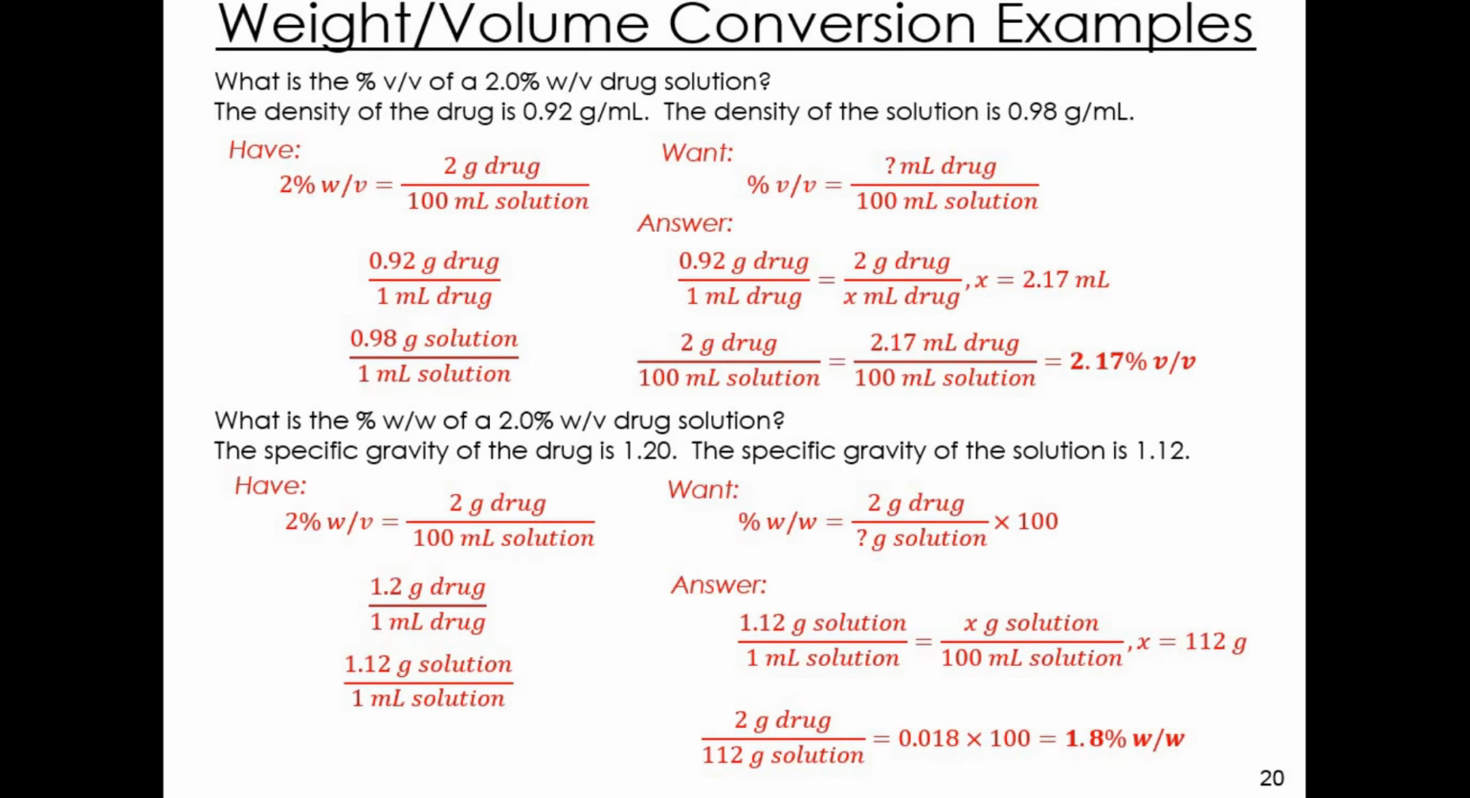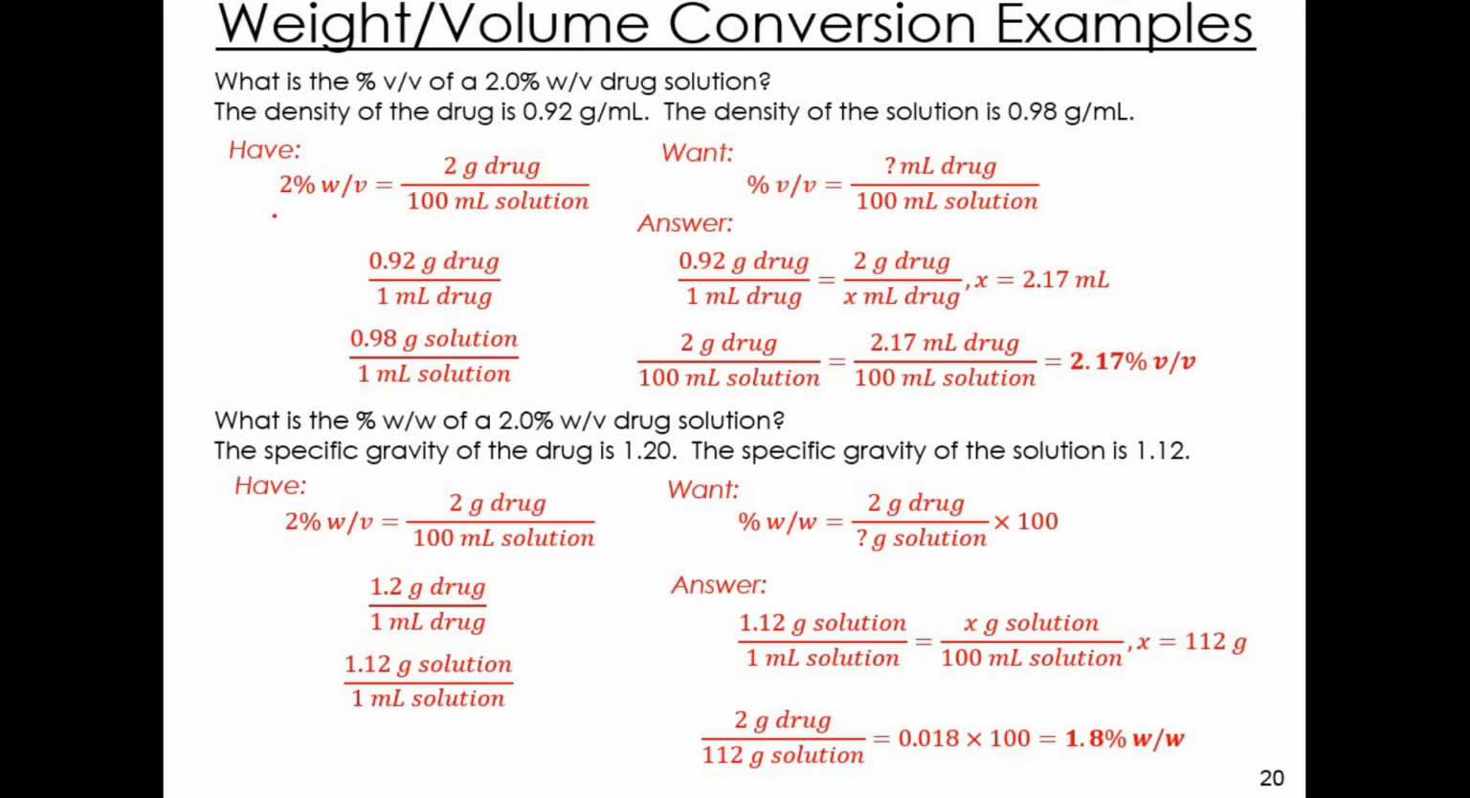In these two example problems, we're going to make changes to the units that make up the percentage strength. The principle is still the same though. We're going to still use densities or specific gravities to interconvert between milliliters and grams. So the question asks, what is the percent volume of a 2% weight per volume drug solution? The density of the drug is 0.92 grams per mil. Density of the solution is 0.98 grams per mil.